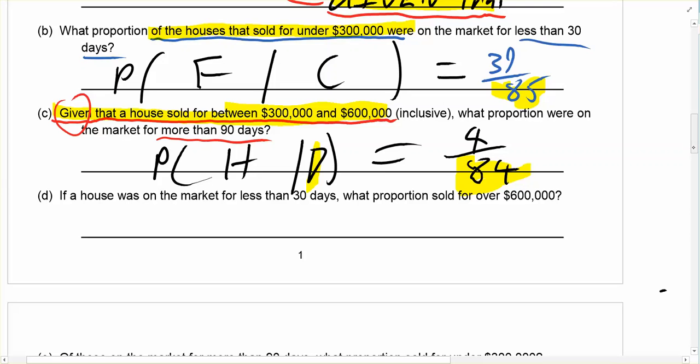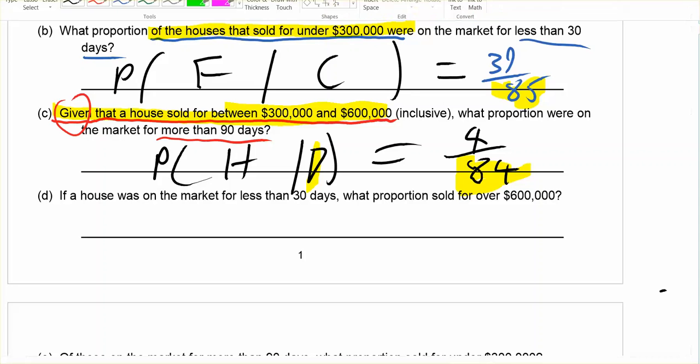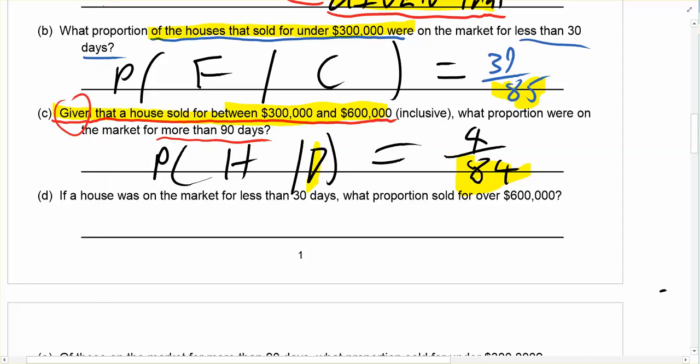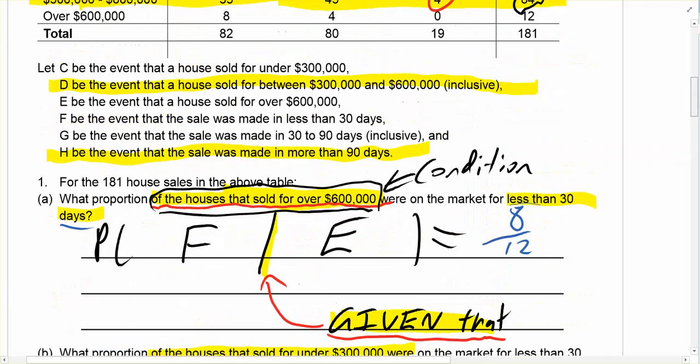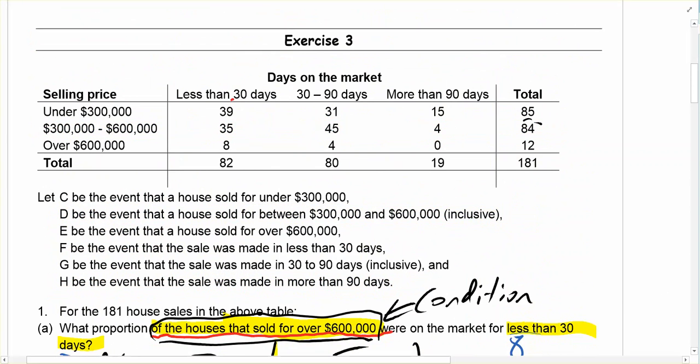Alright, question D, last one in this video. If a house was on the market for less than 30 days, what proportion sold for over $600,000? Okay, so in question D, is it out of all of the houses, or is it out of a subgroup? Well, the answer is, it says if a house was on the market for less than 30 days. So we already know it was on the market for less than 30 days. So it's only out of the houses that were on the market for less than 30 days. So less than 30 days, so it's out of those 82.